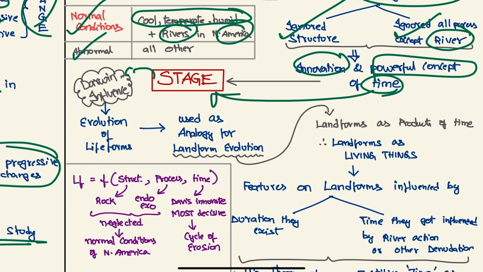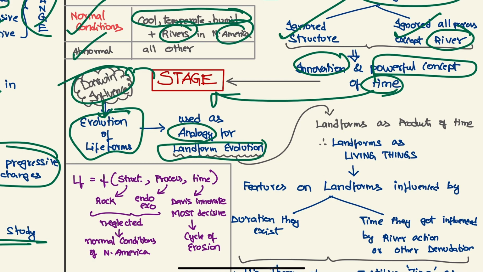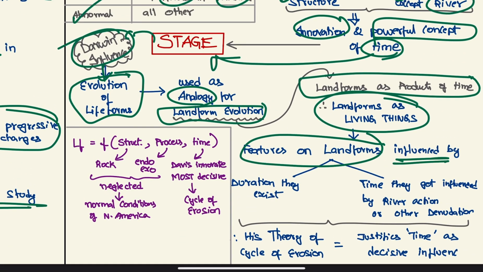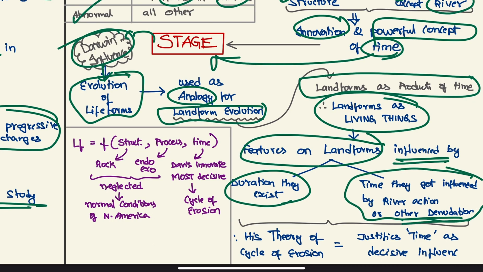So the stage, the most important, is Darwin's influence. So he took Darwin's concept of evolution of life forms and applied it to landform evolution as an analogy. So for him, landforms are products of time. So landforms are living things. The features on the landforms are influenced by two things: the duration for which they exist, and the time they got influenced by the river action or any other denudation.